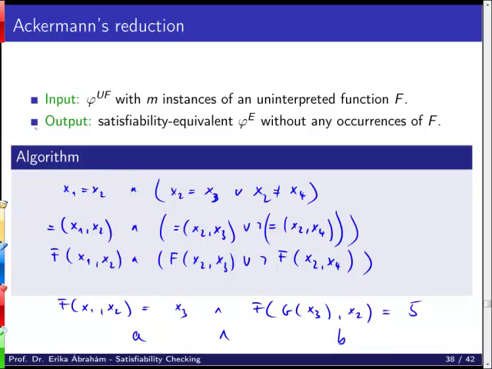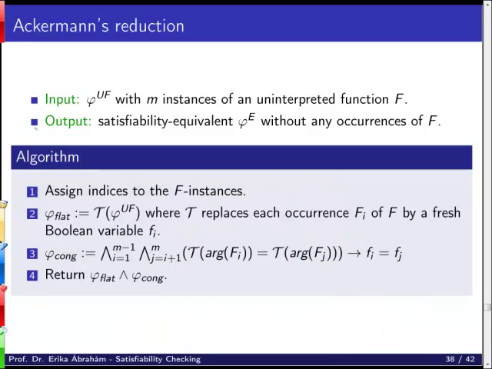That means for each function application pair, I say if the arguments are equal, then also the function values are equal. For example, here, if f is applied to x1 and x2, and f is applied to g of x3 and x2, now if x1 equals g of x3 and x2 equals x2, then x3 equals 5. Yeah, this is progress. And this I have to do basically for all possible pairs of applications of f.